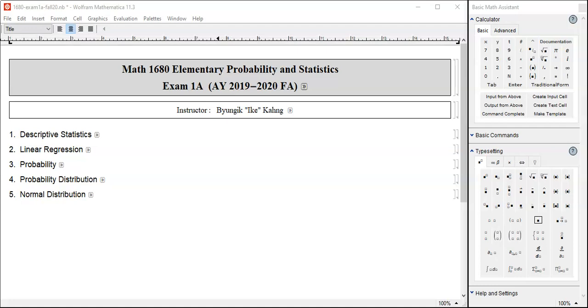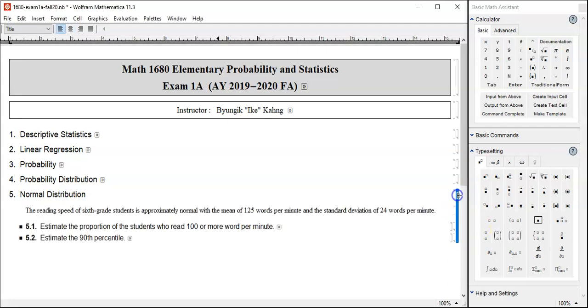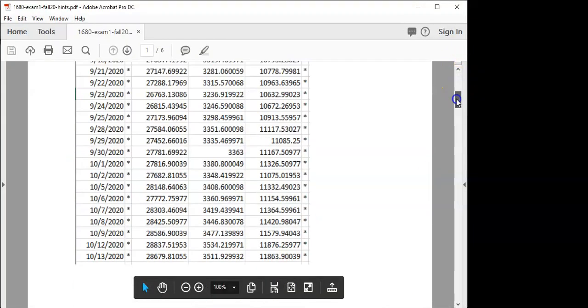Hello students, welcome back. We have two more problems here. They are both about normal distribution. And let's go back to this PDF file here.